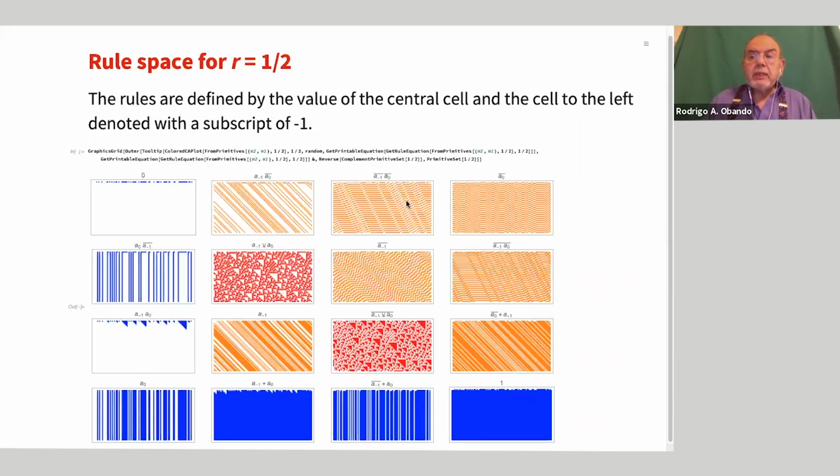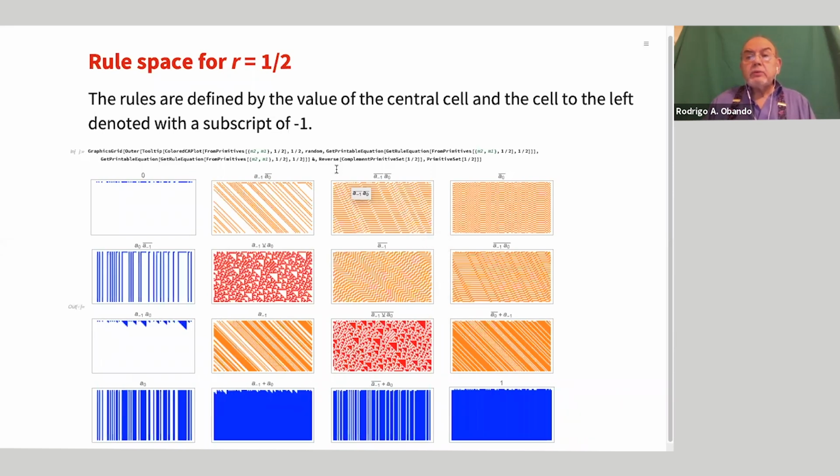But now we have 12 more rules. And these, of course, are class 2. But this one over here is class 3. These two are the complement. This over here, you see, this is the complement of this one. So these two are complements of each other. And now it becomes a little bit more interesting, of course.